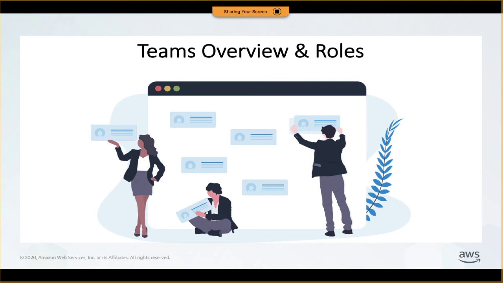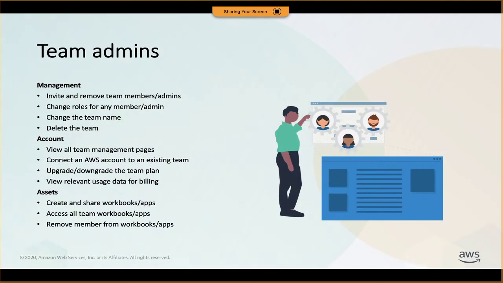So over to the next slide, we'll just take a look here at some of the actions that you can perform as the admin of a team. You have some management functions like inviting and removing team members. You can change the team name or even delete the team. You can also manage accounts. You can view all team management pages. You can connect an AWS account to the existing teams. And you can also manage assets where you can create and share workbooks and applications or remove members from workbooks and applications.